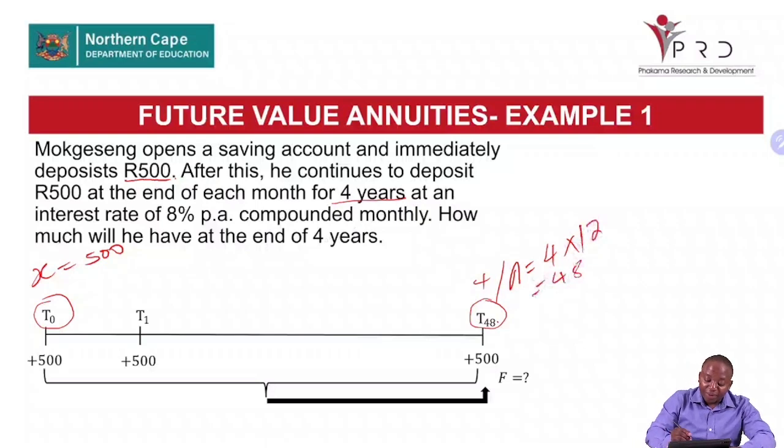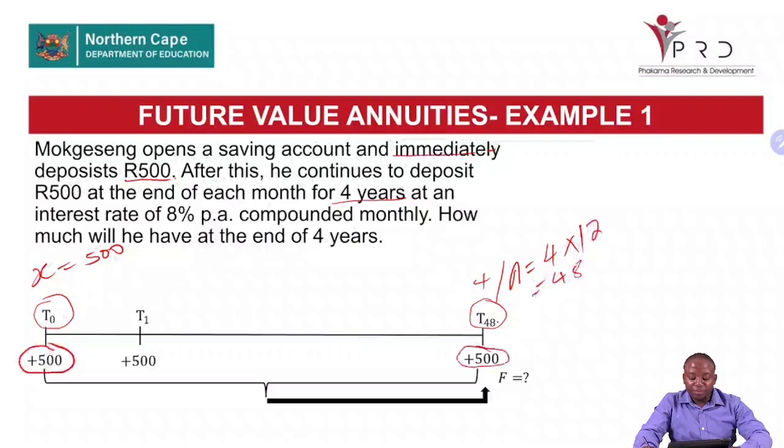Now we are saying he deposits immediately. That's why the first deposit of 500 is made immediately. Then we deposit 500 at T1, 500 at T2, 500 at T3, and so on until T48. We can see that we deposit until the end of our period or the end of our term.